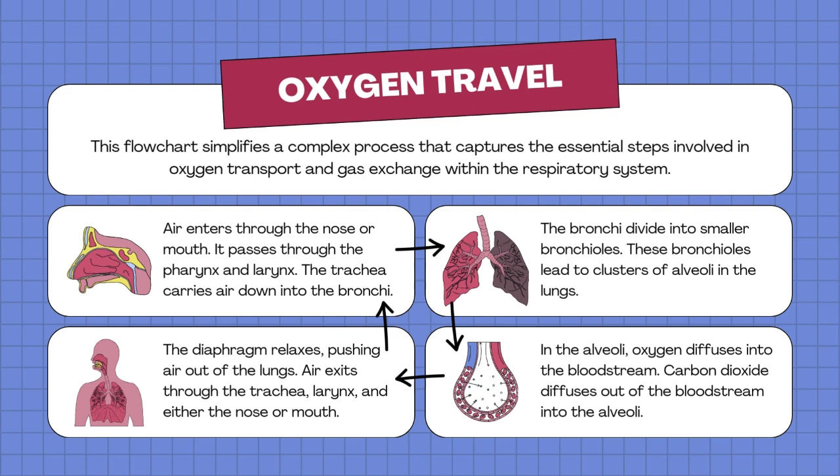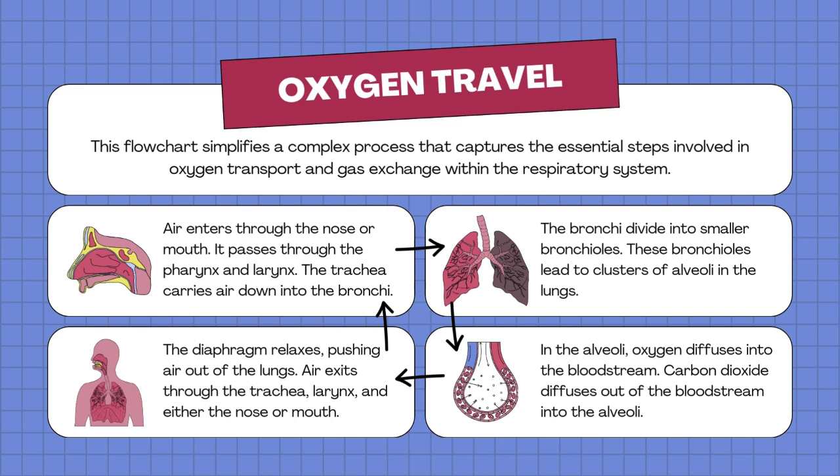Oxygen travel. This flowchart simplifies a complex process that captures the essential steps involved in oxygen transport and gas exchange within the respiratory system. Air enters through the nose or mouth. It passes through the pharynx and larynx. The trachea carries air down into the bronchi. The bronchi divide into smaller bronchioles. These bronchioles lead to clusters of alveoli in the lungs.